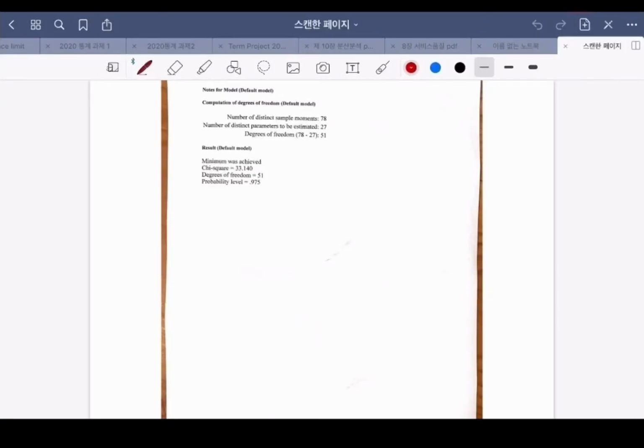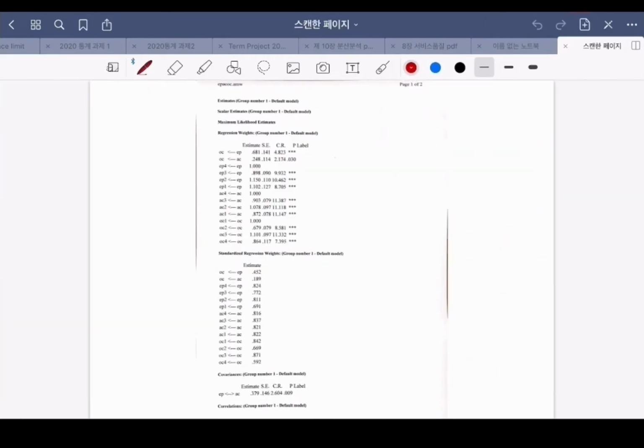So this is the first page of the output. It shows the number of parameters and the chi-square and those things, right? And the important page is this one, which shows the coefficient values. There are two types of coefficient values: one is regular coefficients, and the other is standardized regression weights.